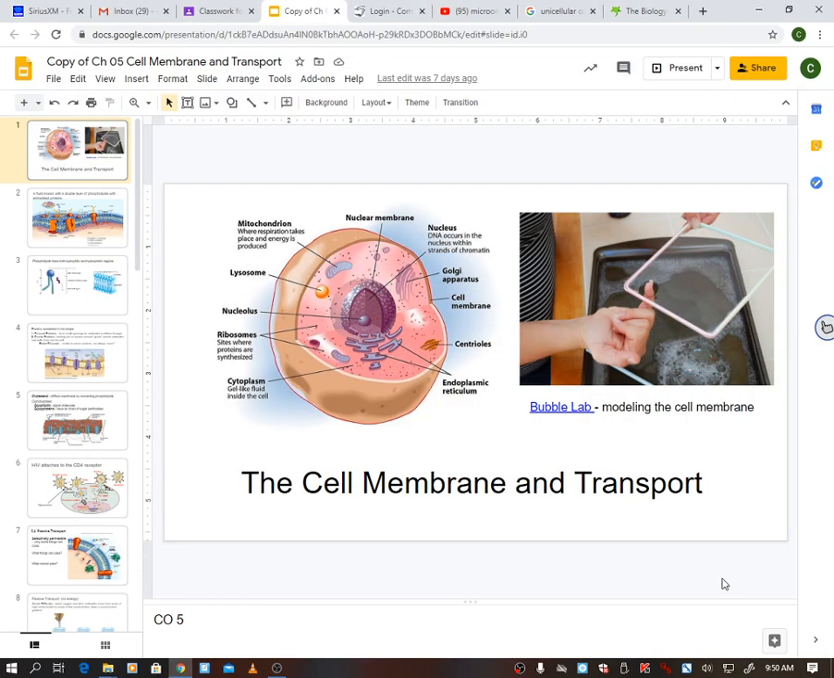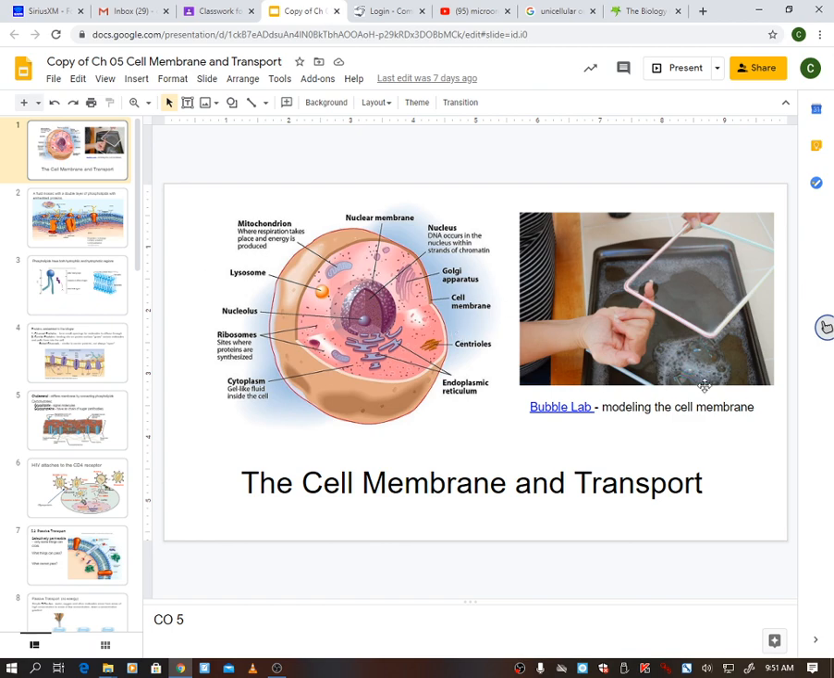Alright guys, so I do apologize for it taking so long to get the bubble lab up there, but I was waiting for the students to do it in class so I could video it and then show you exactly what had happened. And it took us a little bit longer in class to do the bubble lab than I thought, with the classes being shortened.